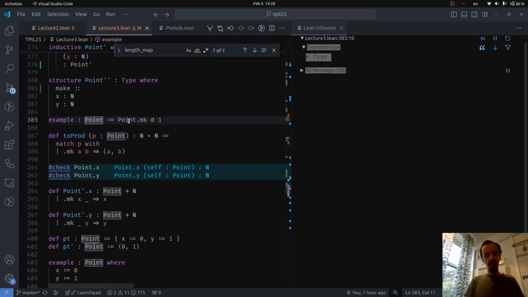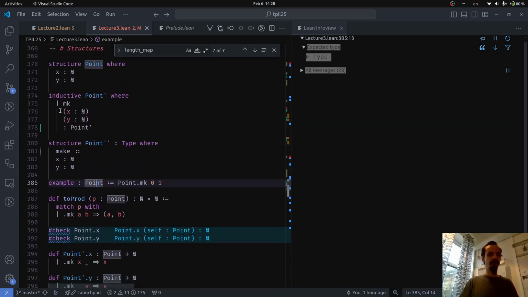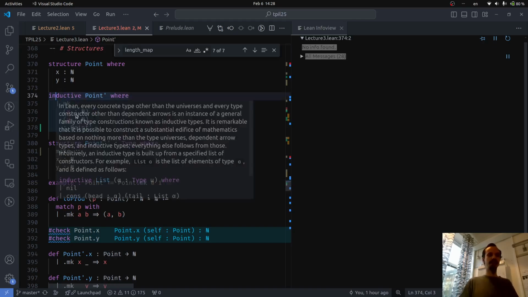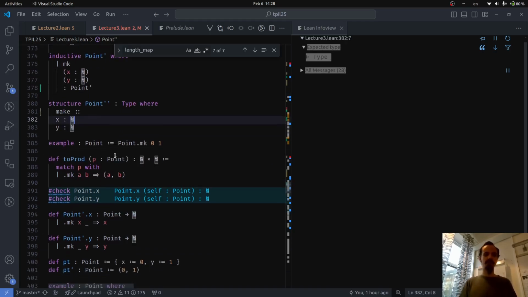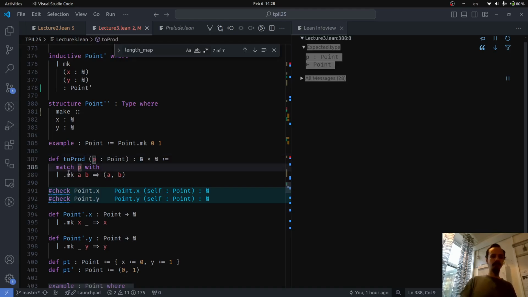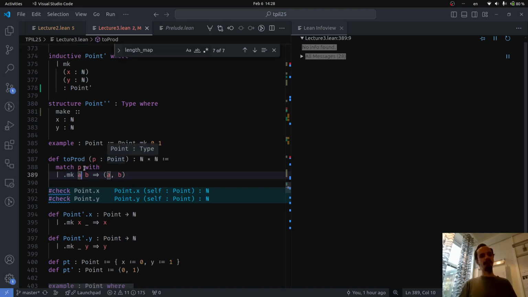So you can construct a point using the .mk function, just like you would with an inductive, because it is actually just sugar for an inductive. You can also pattern match on it, just like an inductive. So we pattern match here. I'm pattern matching on a point, mk of a and b, and we get the pair a, b because we want to return them.